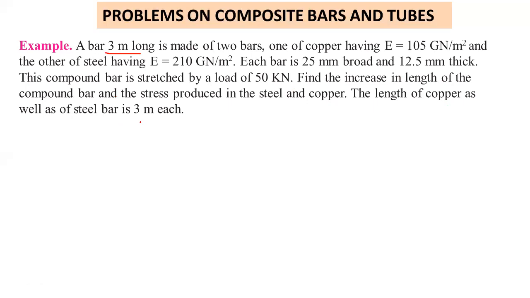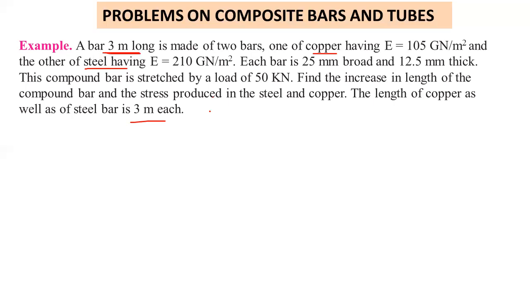Okay, friends. Here, one composite bar is there. That composite bar has an original length of 3 meters. So the initial length of the composite bar equals 3 meters. It consists of two bars. These two bars have the same length, each bar having the same length. Here I am using a copper bar and a steel bar for making the composite bar.